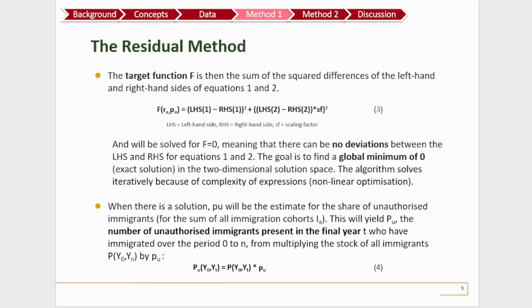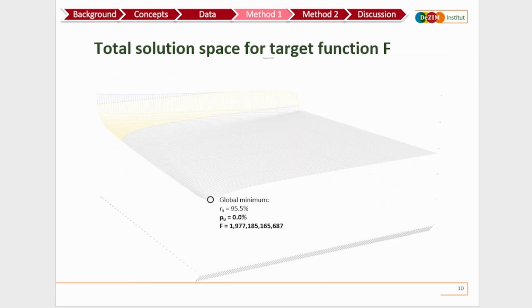This is basically just the solution space for PU and RA, the retention rate. And there is one global minimum that is good, that is the value here in the forefront, which gives you a parameter estimate of a retention rate of 95.5%. Okay, so you have an annual loss of immigrants over time of 4.5%, but you have a PU of 0, meaning there's no irregular immigrants. And that is not what you expected. Problem solved, done.